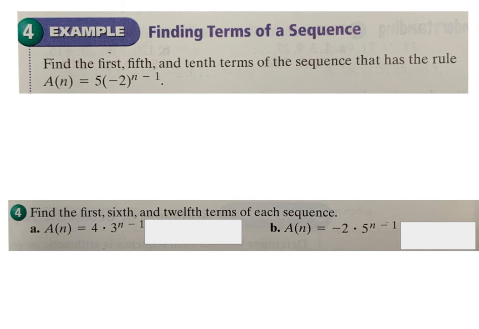So let's look at the example. Example 4, finding a specific term in a sequence. It says find the first, 5th, and 10th terms of the sequence that has this rule. And they've given us this rule, a sub n equals 5 times negative 2 to the n minus 1. So if they want the first term, you actually don't even have to solve for anything. The first term is always going to be this number in front of your common ratio. So you don't have to solve anything. For my first term, it's very simple. My first term is always going to be that number in front of that common ratio, or the number that's being raised to the power.